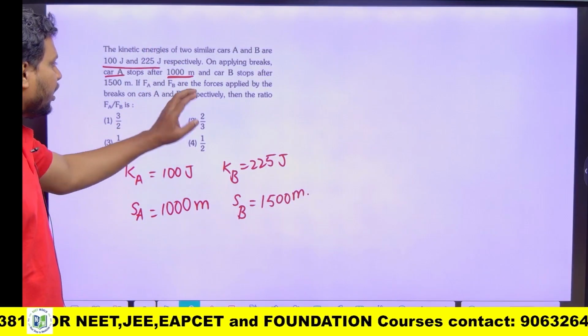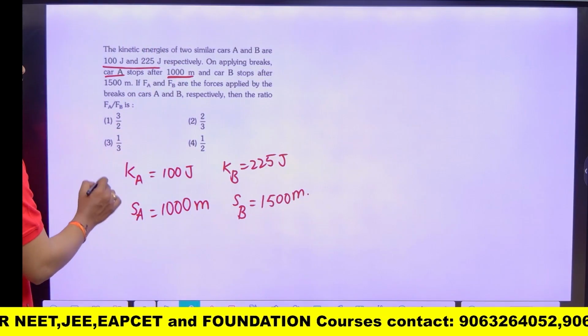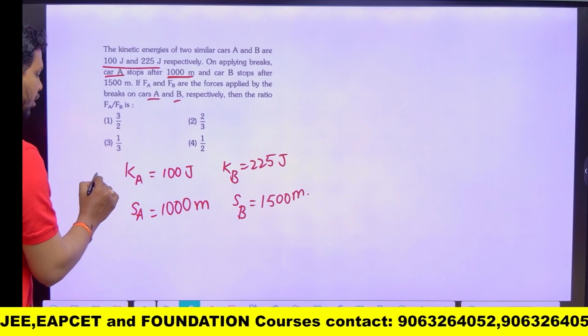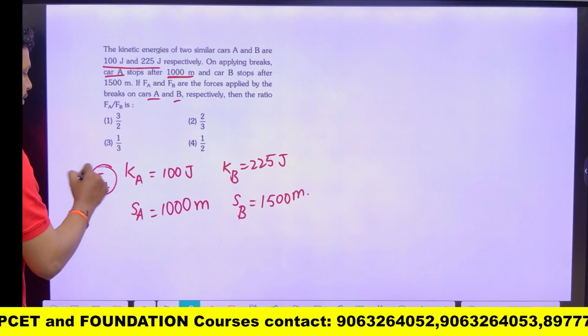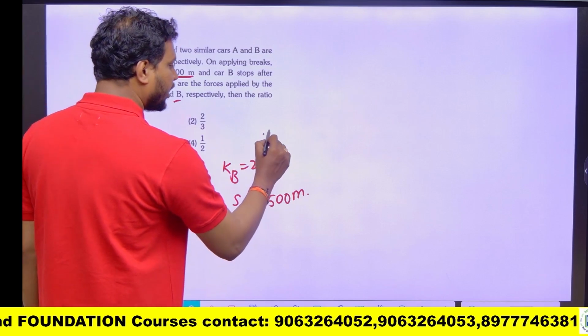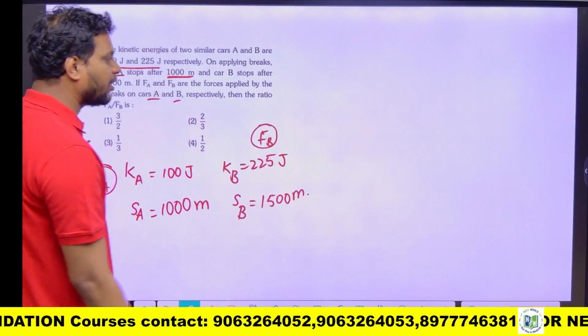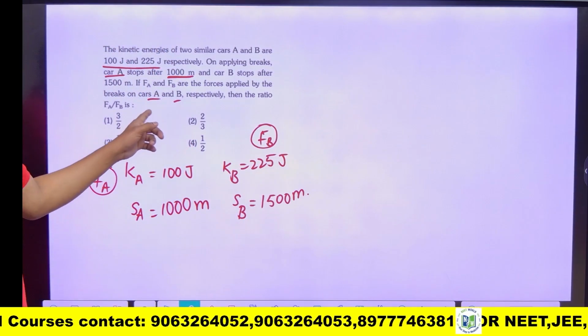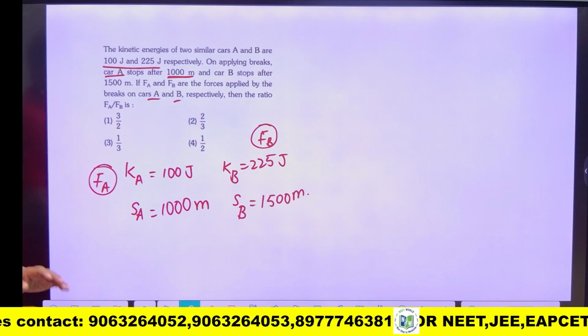If FA and FB are the forces applied by the cars A and B, so FA is the force applied by the brakes of car A and FB is the force applied by the brakes of car B, then the ratio of FA and FB is?